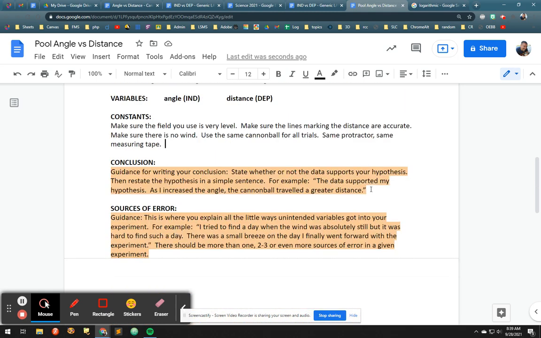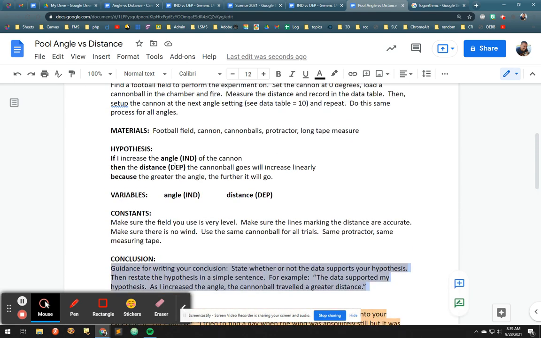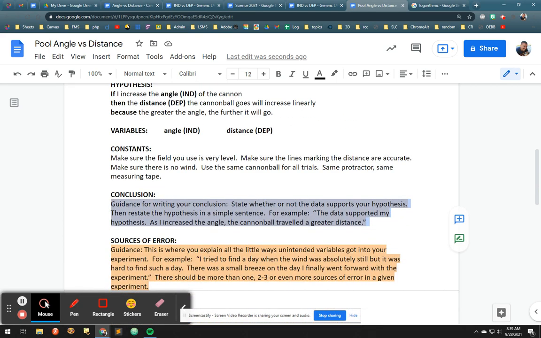Your conclusion, once you find out if you're right or wrong, because remember you made a prediction over here, if I increase the angle of the cannon, then the distance will increase linearly. So in the conclusion, you might say, the data supported my hypothesis. As I increased the angle, the cannonball traveled a greater distance. So that might actually end up being, you have to do the experiment to see if that's true.